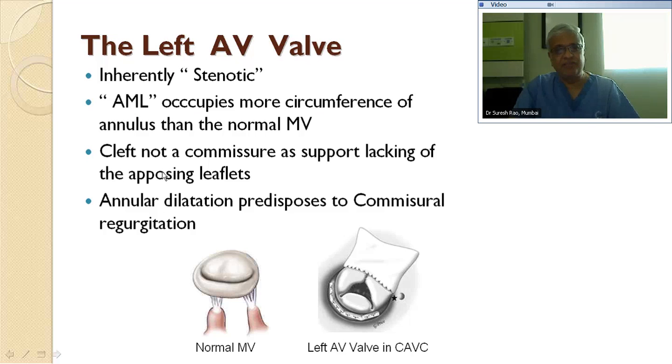The cleft is not a commissure. This cleft is truly not a commissure. As you saw earlier, it is a space between the two bridging leaflets. It lacks support, and it is a space between the two bridging leaflets. So therefore, it's not a commissure. That's important to understand. And annular dilatation predisposes to commissural regurgitation. Because it's a left ventricular volume overload condition, the left ventricle dilates and you start getting a leak in the cleft.